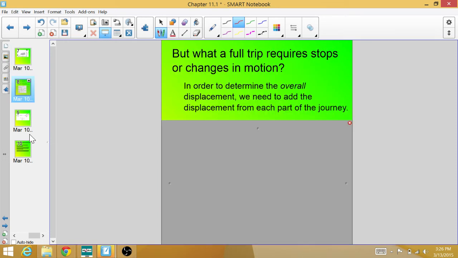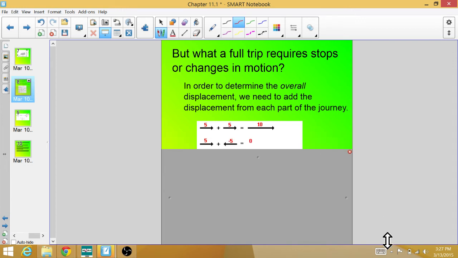Now, if a full trip requires stops or changes in motion, we need to add the displacement from each part of the journey in order to get an overall idea of what's going on. So let's say that as I'm walking my dog, I walk 5 meters and then stop, and then walk 5 meters again in the same direction. My total displacement is 5 plus 5, which is 10.